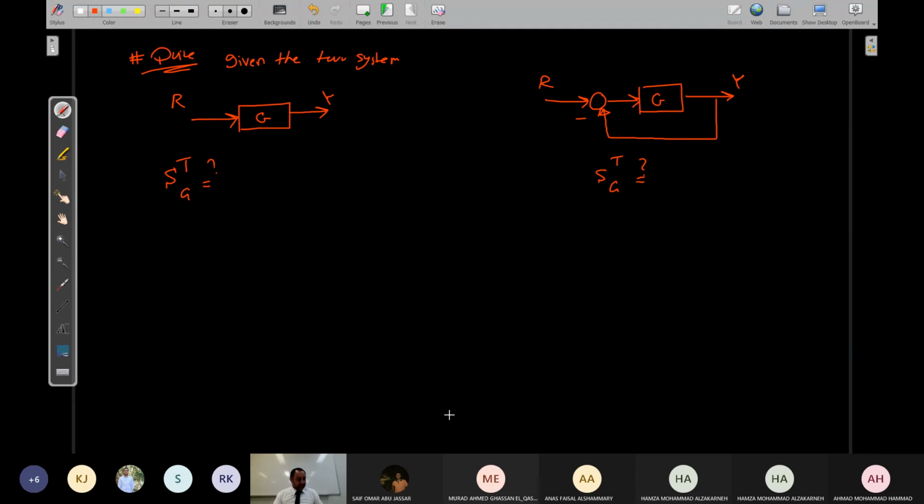Let's return back to the system. Simply, I'm giving you two systems. One is open loop, one is closed loop, and I need you to calculate the sensitivity of T with respect to G. This is a cheesecake, actually.